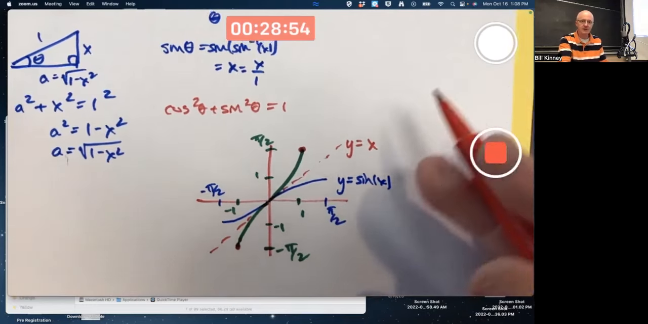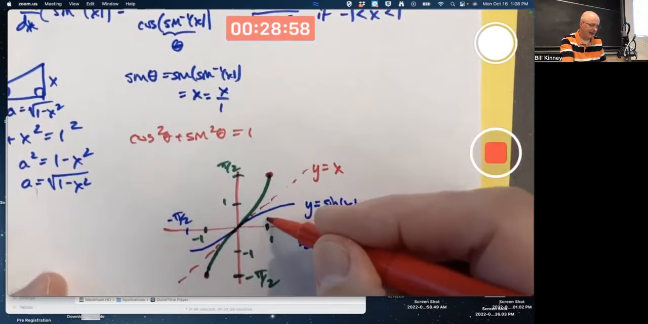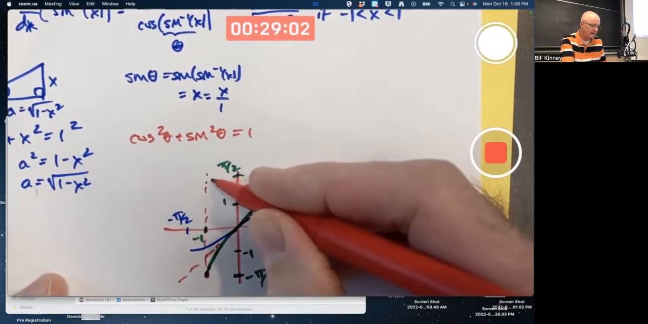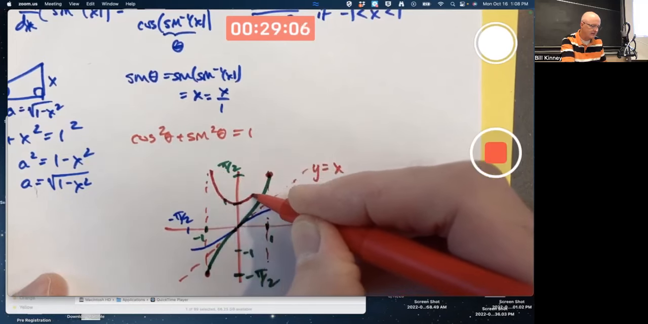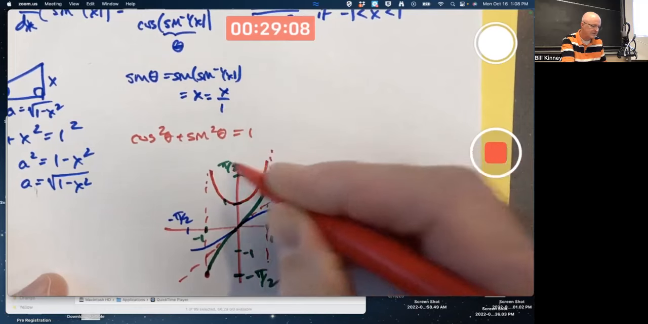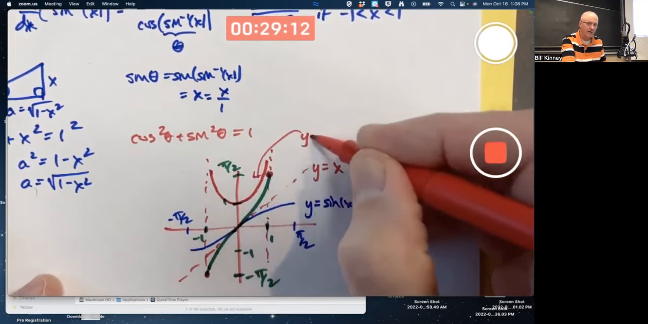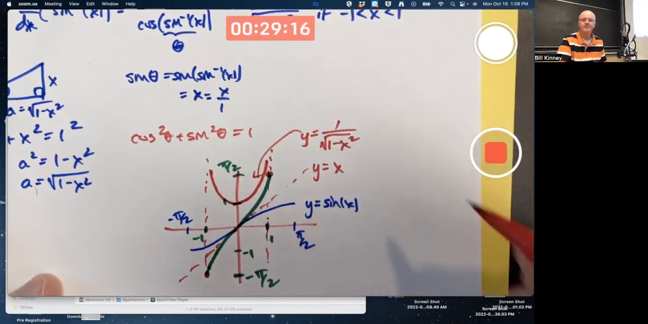And the graph of this derivative, 1 over square root of 1 minus x squared, does have vertical asymptotes at 1 and negative 1. The derivative looks about like this, with vertical asymptotes at 1 and negative 1. That's the graph of y equals 1 over square root of 1 minus x squared.